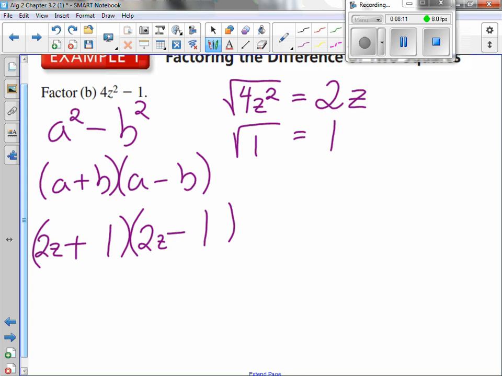So one of the big things that we need to notice about the difference of perfect squares is that the terms in the first spot and in both of these spots where a and b go are going to be the same. Both of these sets of parentheses are going to look almost identical, except the signs are going to be opposite. The terms for a and b are going to be the same. We're just going to have an opposite sign in the middle. And that's going to work on all these. Any questions on this here?